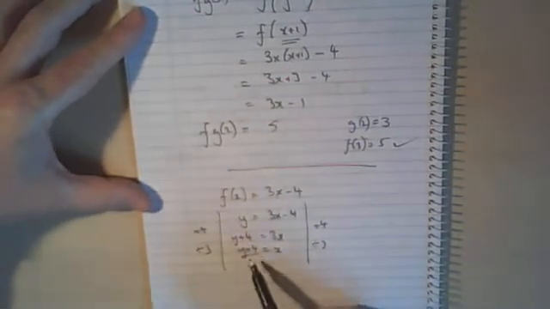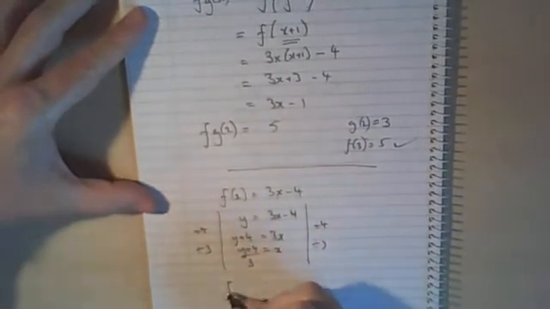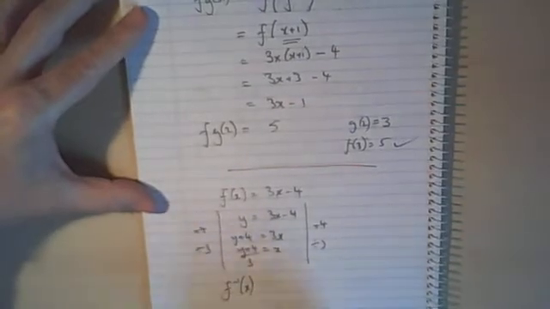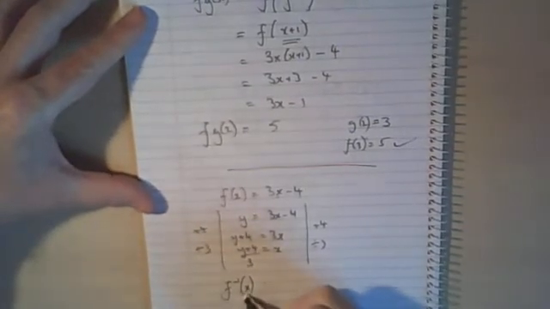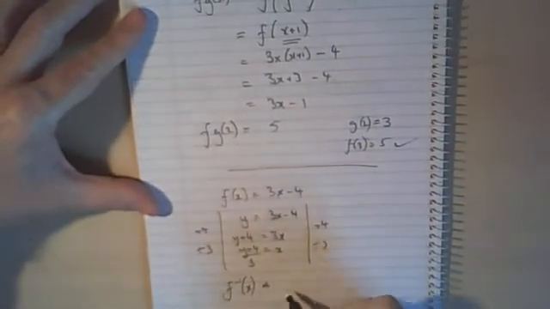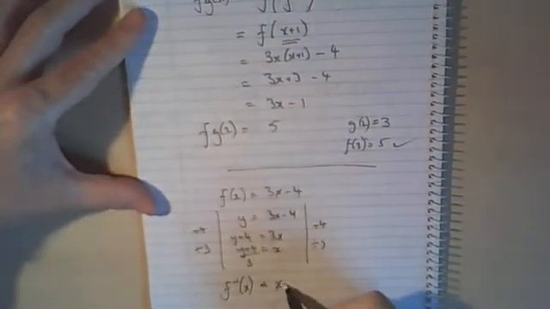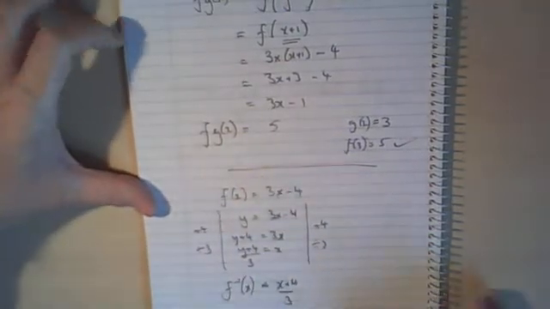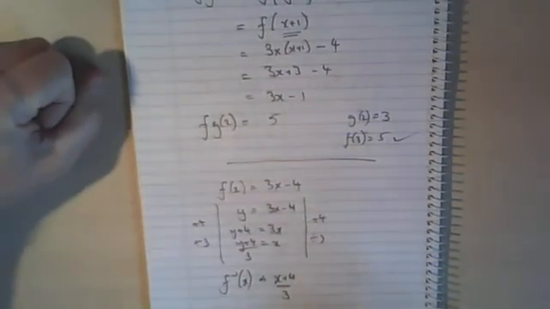We can now think about, hang on a minute, how do we write that as the inverse function in terms of x? The x just stands for the input. So now the input is this. So we've got x plus 4 divided by 3. And that's how you work out inverse functions.